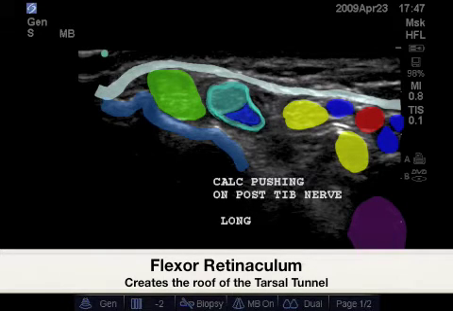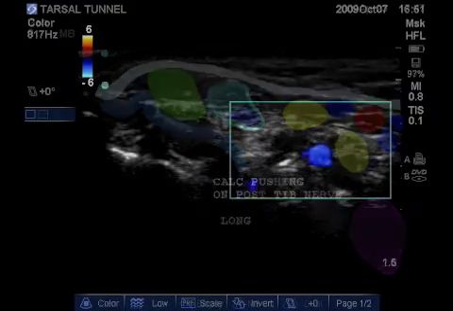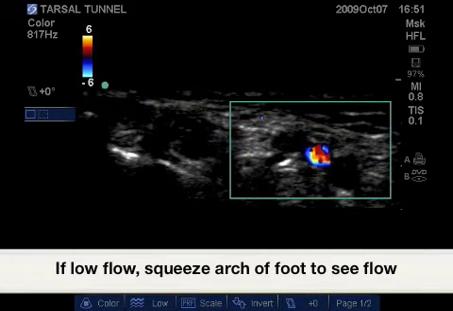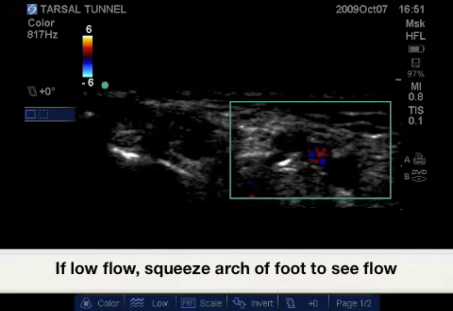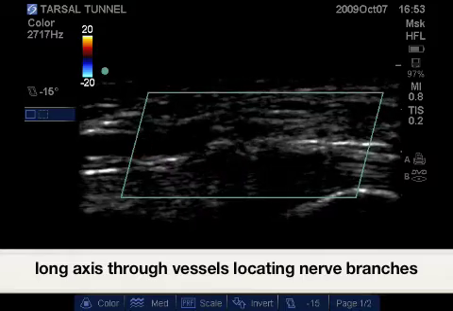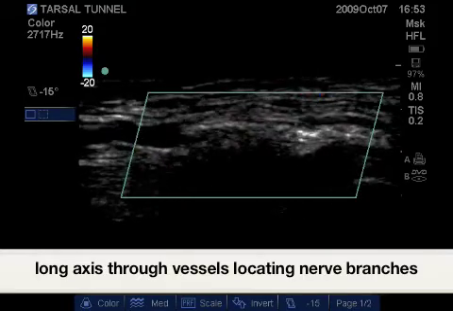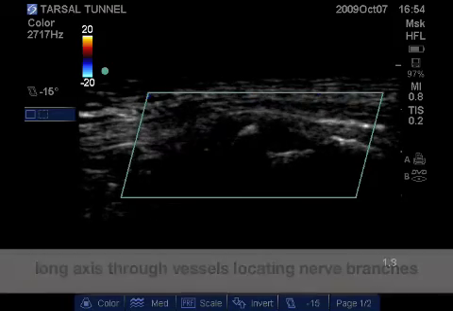Highlighted here in white is the representative medial flexor retinaculum. Here's a Doppler at the medial neurovascular structures. If you notice that the veins are difficult to see due to low flow state, just apply distal pressure at the proximal arch of the foot. This will force blood up towards your field of view.